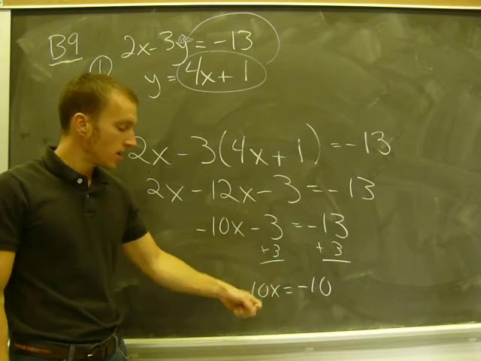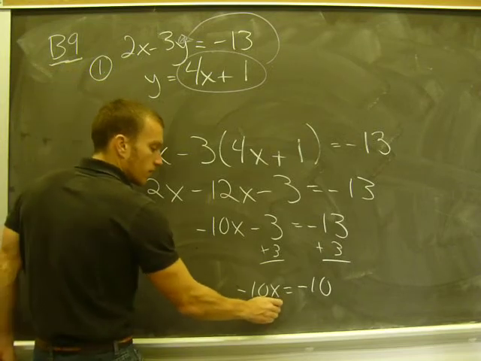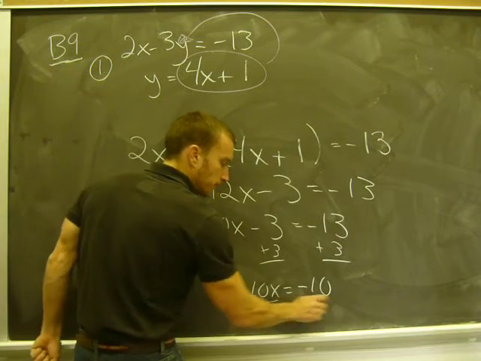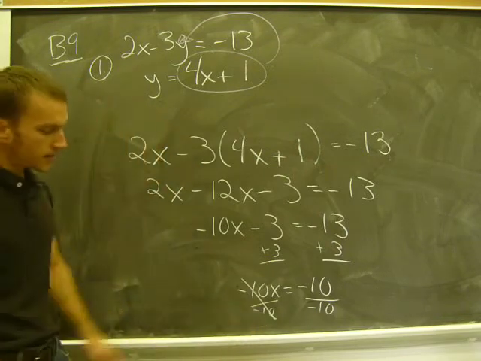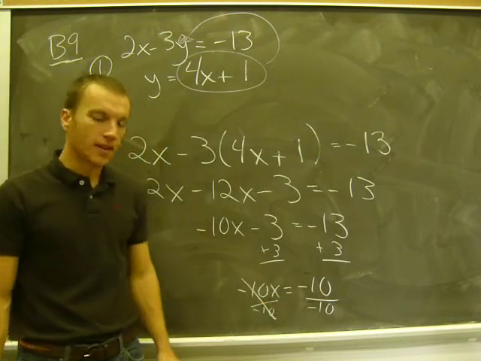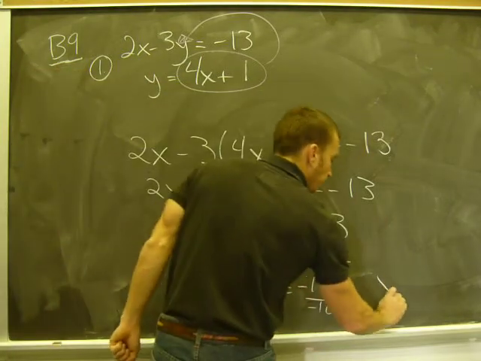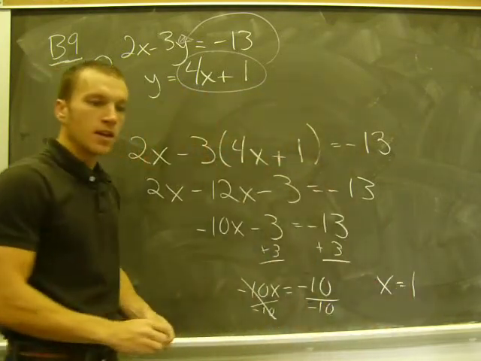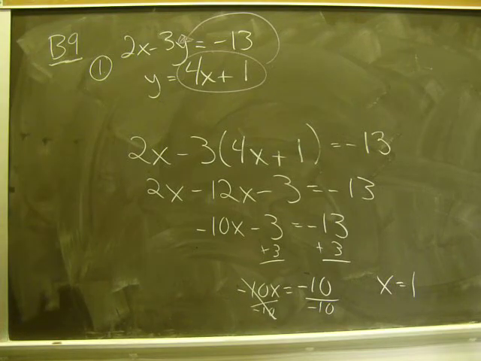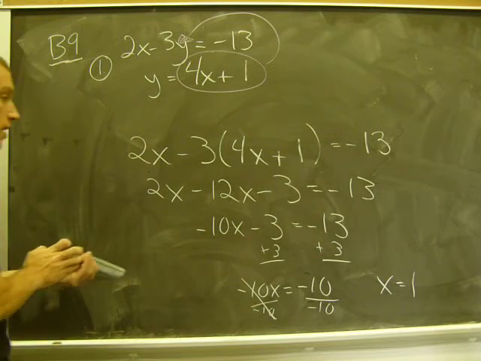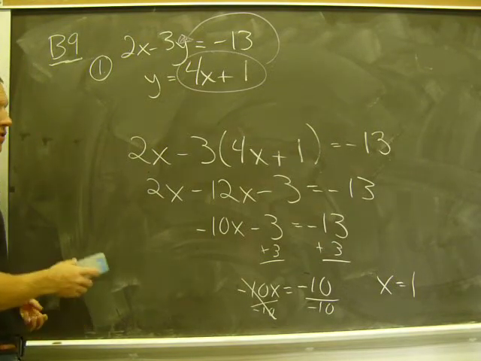I still got to get y. One step from the solution for x, divide both sides by negative 10, and then x equals negative 10 divided by negative 10, which is 1. Okay, so that is only part of the answer, right? I've solved for x, but remember we need solutions for x and y. So what I need to do next is solve for y.